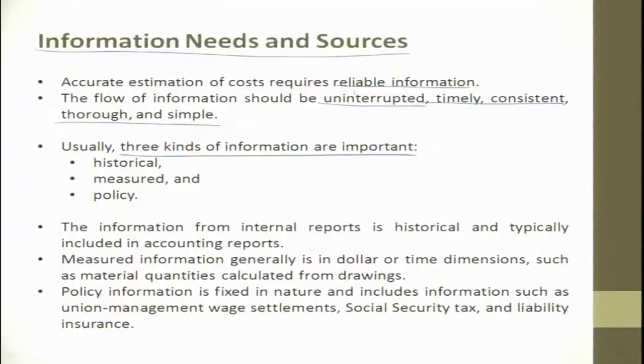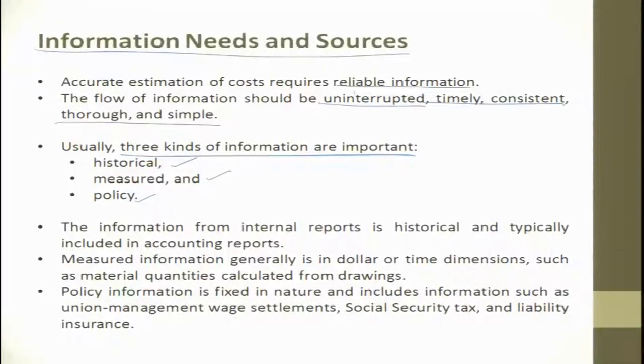Usually 3 kinds of information are important: historical, measured and policy. Historical is what the sale was last year and what measures we have taken this year, and policies are what government policies are given for discounts and other things. The information from internal reports is historical and typically included in accounting information. Measured information generally is in dollars or time dimensions, such as material quantities calculated from the drawing. Okay. So, that is measured information.